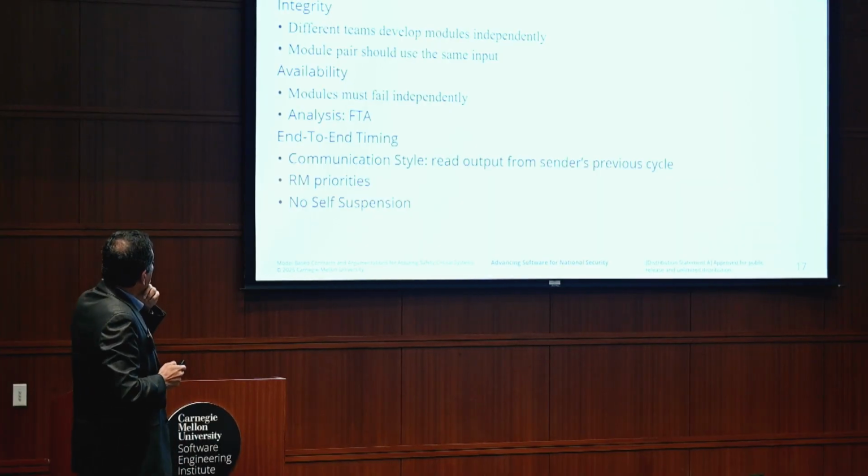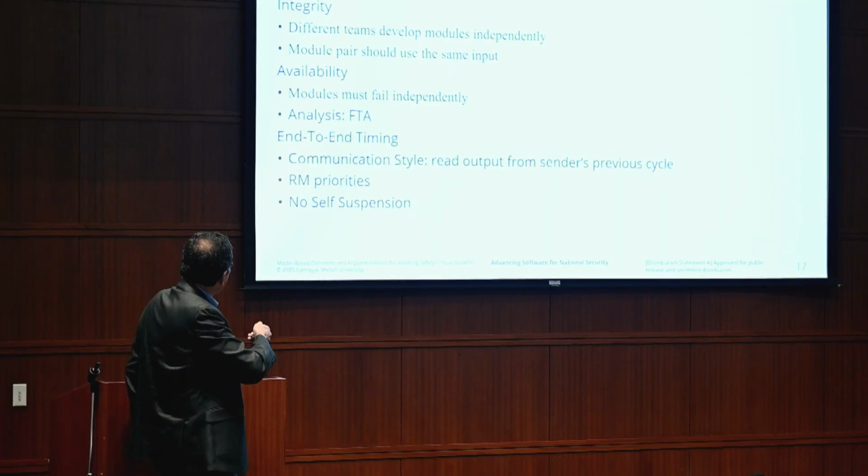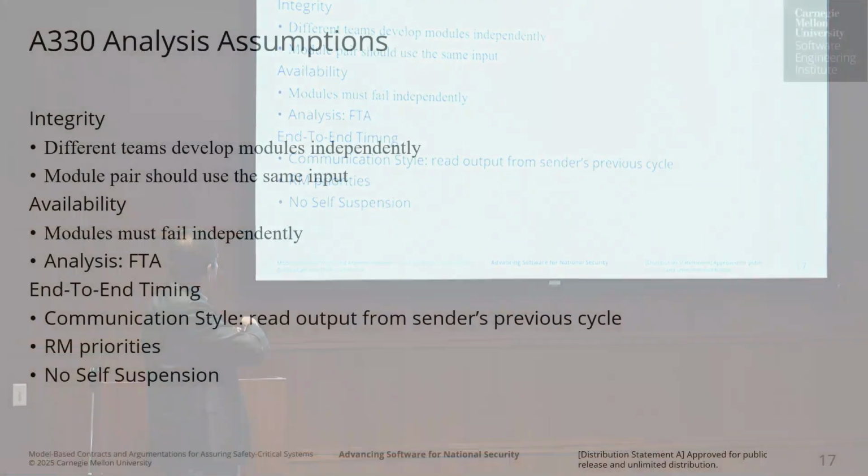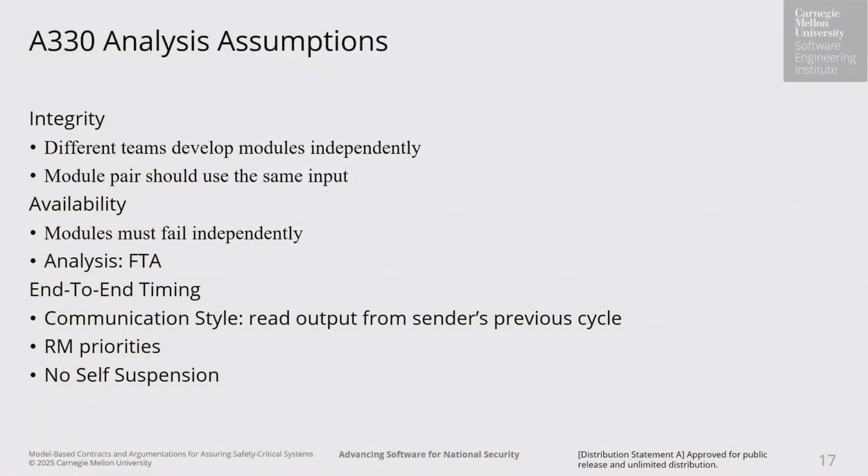So obviously, well, I mentioned this. We use different analyses. For instance, we use end-to-end timing analysis with rate monotonic priorities and things like that. Fault tree analysis for the availability. So we apply this analysis and we say, what are the assumptions? We have also assumptions about the integrity of the self-checking pair. The assumption, of course, that you may be already guessing is that they should have the same input to calculate the same output. Isn't that obvious?